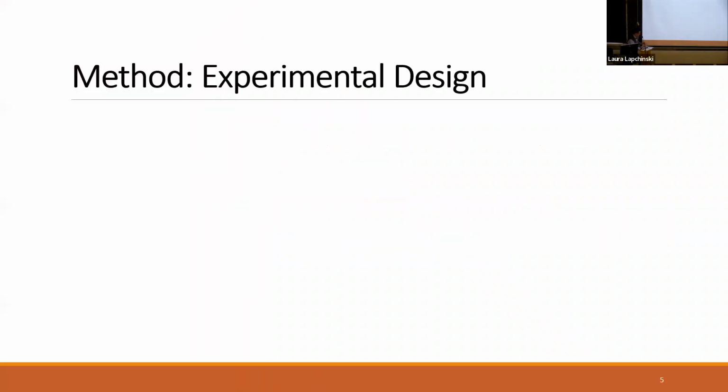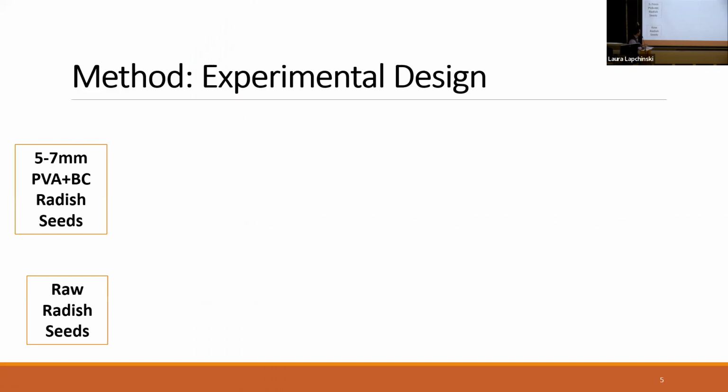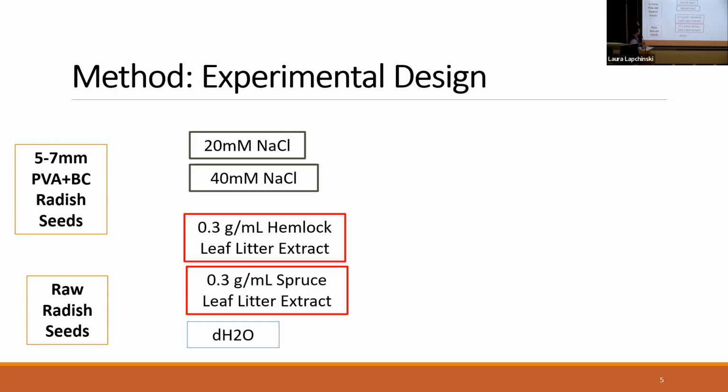So to look at my experiment, first I have two types of seeds. The one coated with biochar and the one that's uncoated with biochar. Then I have 5 different environments. I have 2 different salinity treatments, 2 different allelochemical treatments, and then my distilled water as a control. So to carry out my germinations, I have 5 seeds from either coated or uncoated, put into one of each environment, and each environment is represented by 1 petri dish trial, and I have 3 replicates of that same environment for statistical significance.